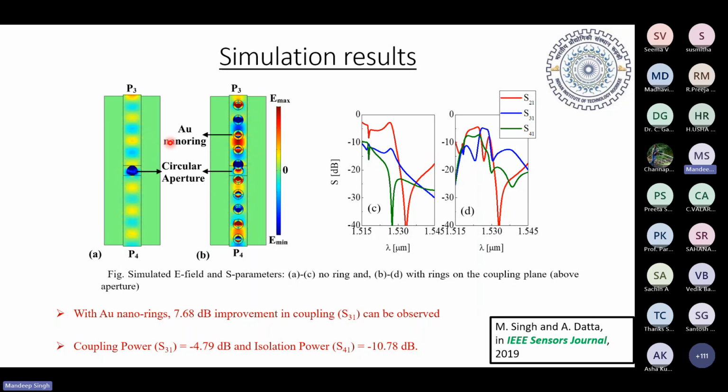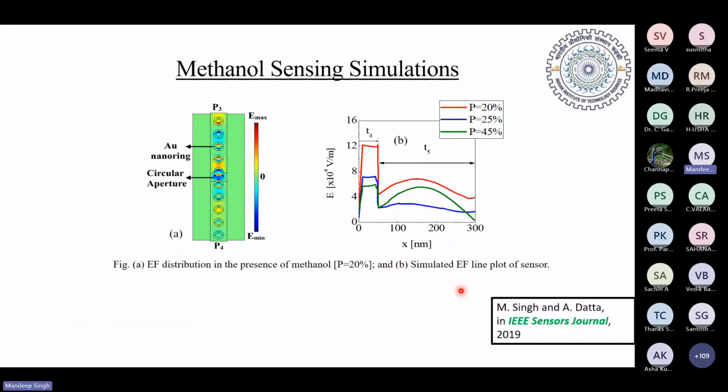So through this LSPR phenomenon, through these gold nano rings, first we have improved the efficiency, then we have used it for a sensor, because you can see there is an improvement of 7.68 dB in the coupling power. Once it is done, we have done sensing. We have varied the porosity of the silicon region from 20 to 45%, and we have then extracted their field plots.